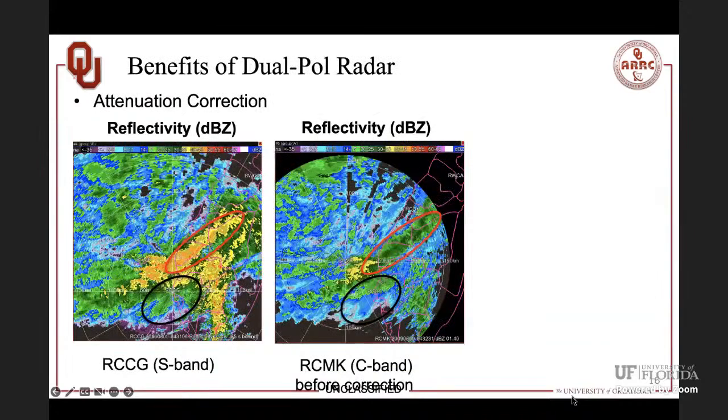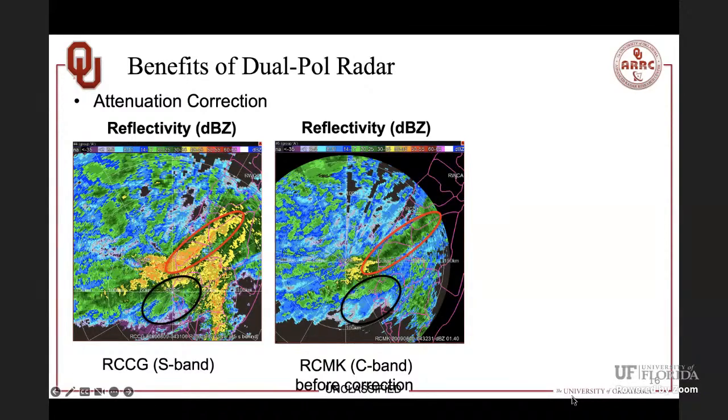The other interesting part is that this is the same event observed at two different frequencies. One is S band, which is 10 centimeter, and this one is 5 centimeter data. This is the same event, but you can see the colors are very different. So the radar is albino. One drawback comes when you go to the higher frequency.